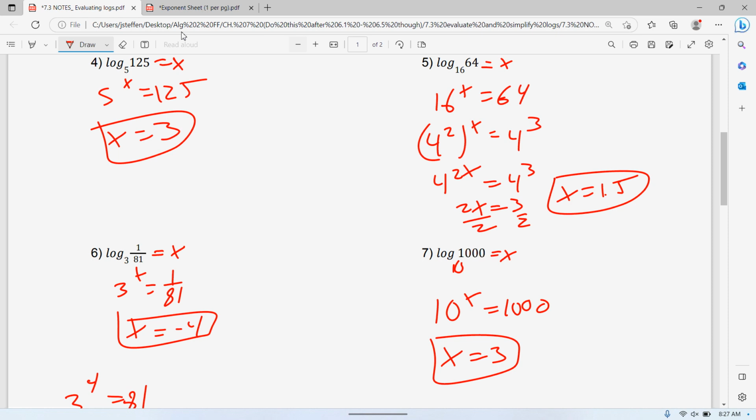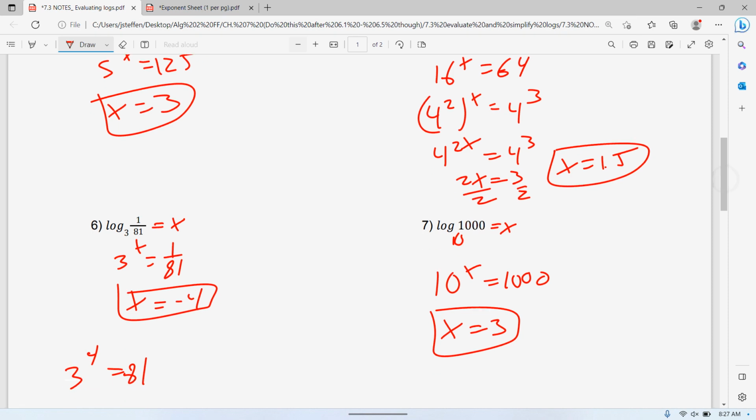With 1 over 81, so 3 raised to what number is positive 81? That's 3 to the 4th. And so your answer is negative 4. You don't actually have to show this step down here that I put if you don't want to. I just like to put that especially in your notes so you know 3 to the 4th is 81, so 3 to the negative 4 is 1 over 81.